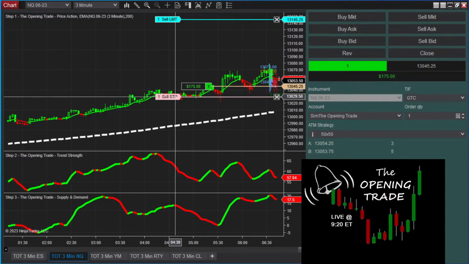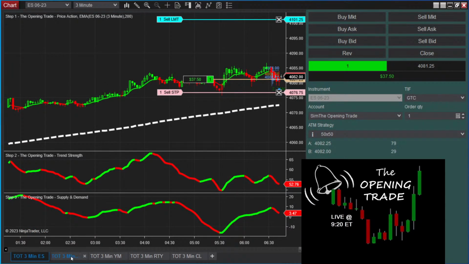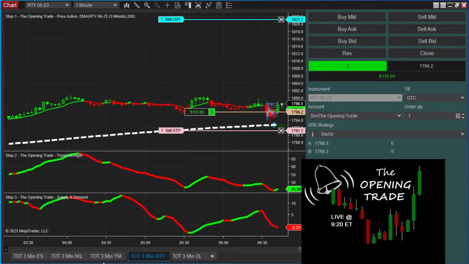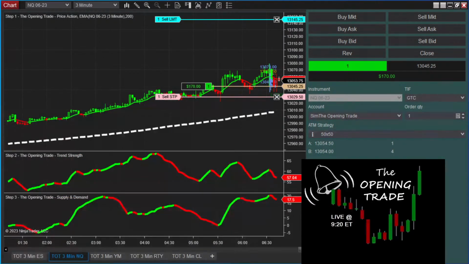All right, so we will just move our stop loss out of the way to let it do its thing. Okay, so here is S&P 500, here is the NASDAQ, here is the Dow, and the Russell. All right, so let's see.